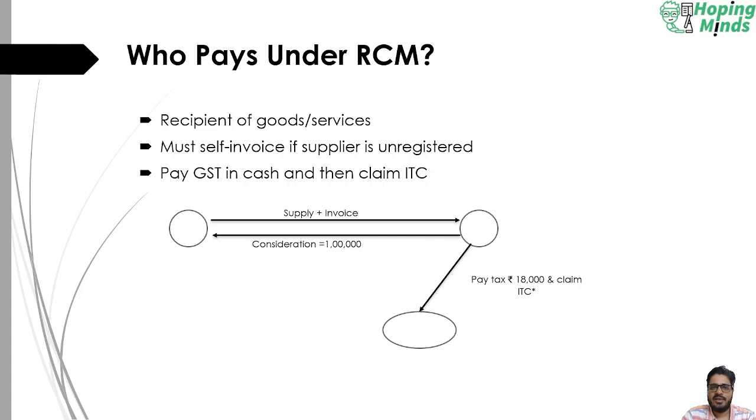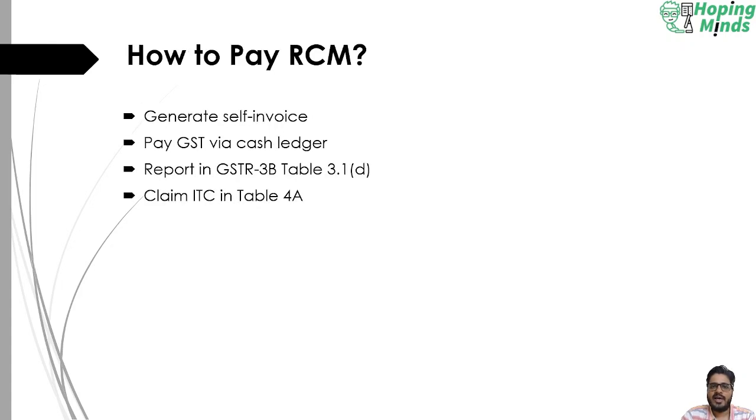So moving ahead, how to pay RCM? Firstly, receive the invoice from the unregistered supplier, or if he is not supplying or furnishing the invoice, then generate a self invoice. After generating the self invoice, use the information in the self generated invoice and report the same in the GST portal and pay the taxes using the cash ledger.